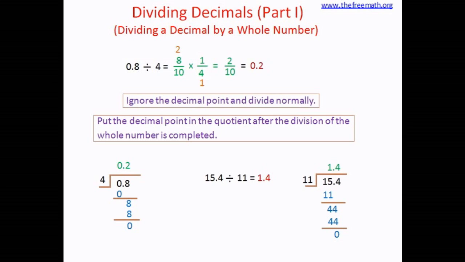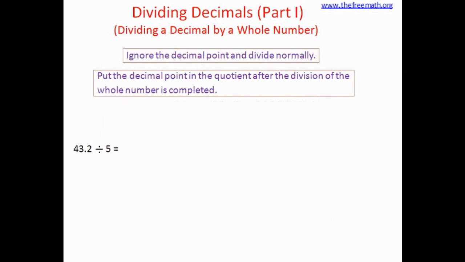Let's take another example. Divide 43.2 by 5. Start dividing normally. 5 8s are 40. The remainder is 3. The division of the whole number is done now. So let's write the decimal point in the quotient and then bring down 2. Now divide 32 by 5. 5 6s are 30. 2 is the remainder.